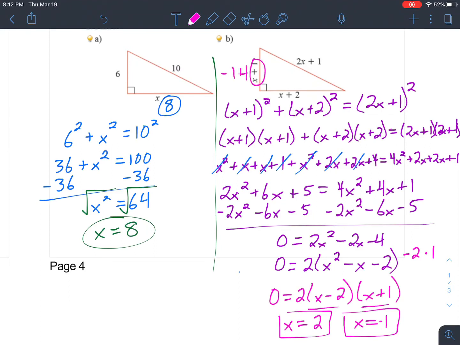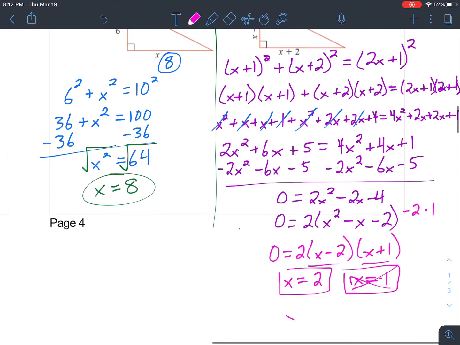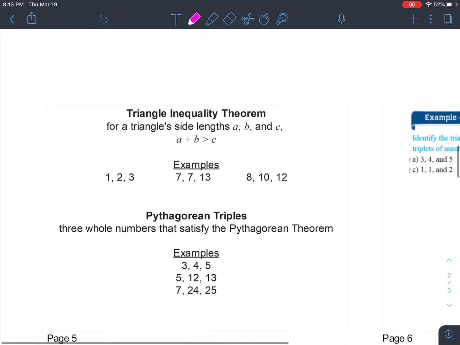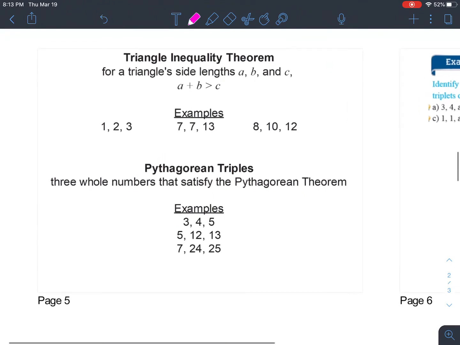But then for -1, I can see that that right there is going to be a problem. -1 plus 1, sorry, not writing that well. -1 plus 1 is going to be 0. That side won't exist. So therefore, we know that -1 is not a possible solution. Our only answer we can get is x equals 2.